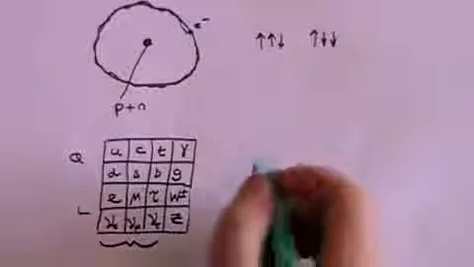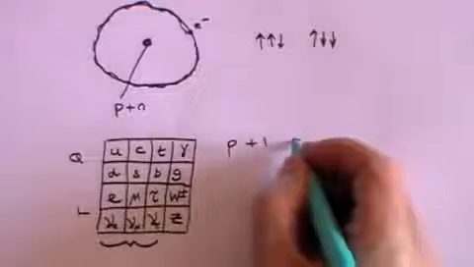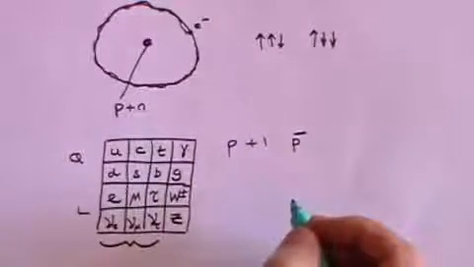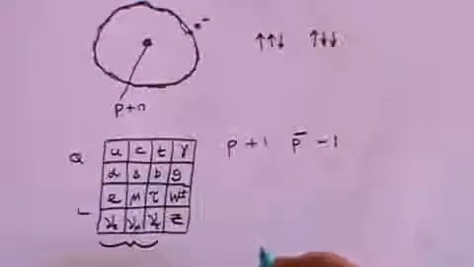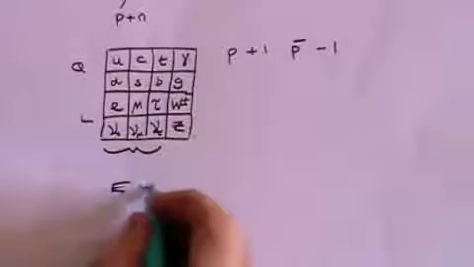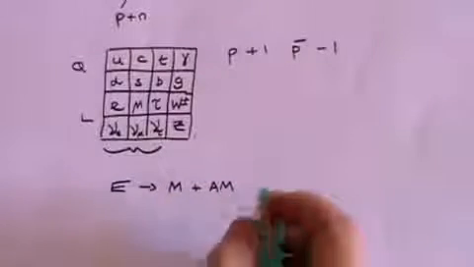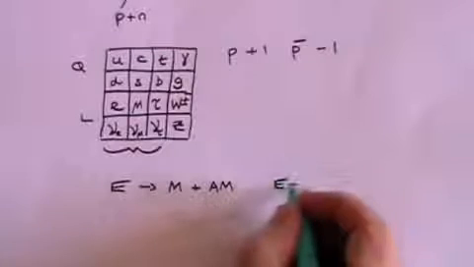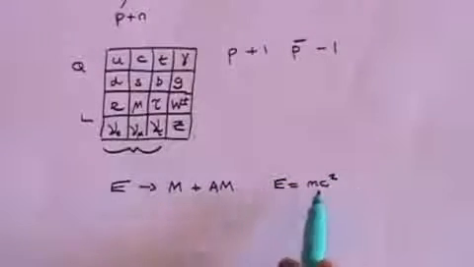So for example, a proton has a charge of +1. An antiproton, which is usually a proton with a bar, has a charge of -1. Matter and antimatter are created from energy. Energy produces matter plus antimatter, and it does so through the famous equation E equals mc². If you have energy, you can create mass.